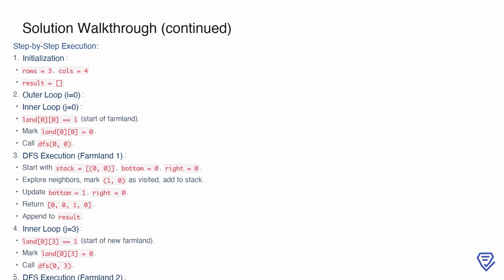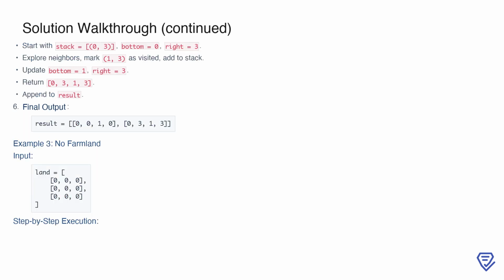As we explore neighbors, 1, 0, is marked visited and added to the stack. The bottom boundary is updated to 1. The DFS completes for this block, and we determine its bottom right boundary as 1, 0. The coordinates 0, 0, 1, 0 are appended to result. Continuing the inner loop, we reach j equals 3 and find another 1, identifying the start of a new farmland block. We mark land[0][3] as visited and call DFS again to explore this second block.